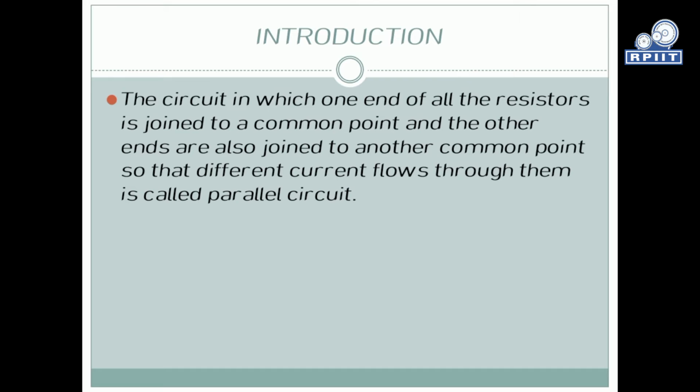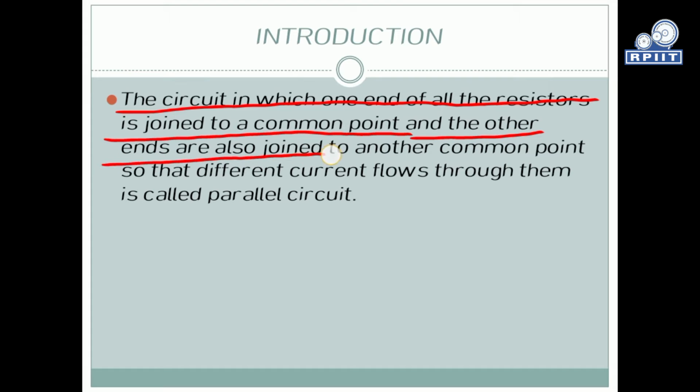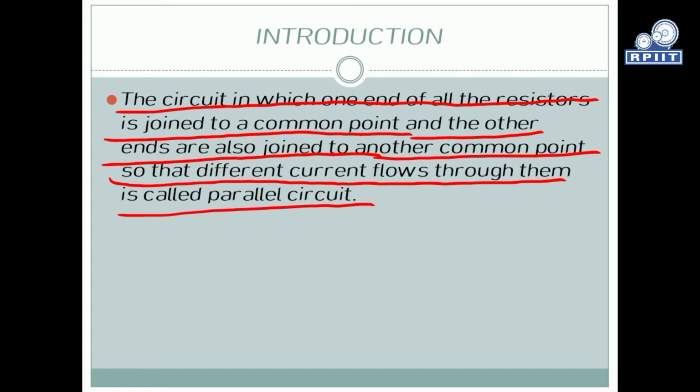What are parallel circuits? Firstly, we will discuss the definition of DC circuits. The closed path in which the direct current flows is called a DC circuit. The circuit in which one end of all the resistors is joined to a common point and the other ends are also joined to another common point, so that different currents flow through them, is called a parallel circuit. So here we will firstly draw the circuit.